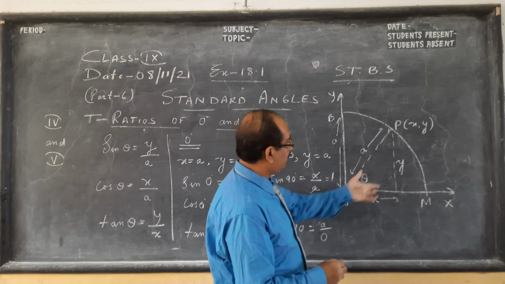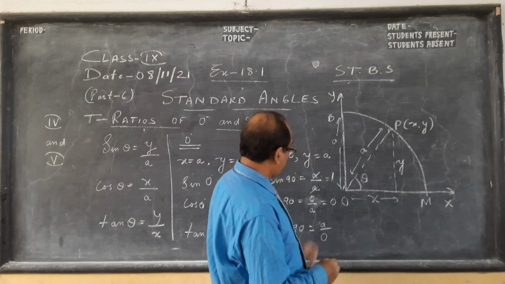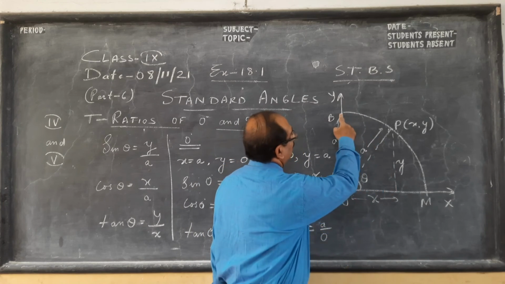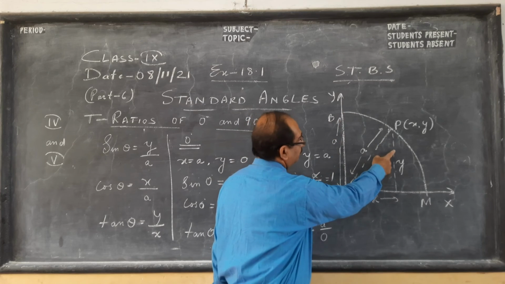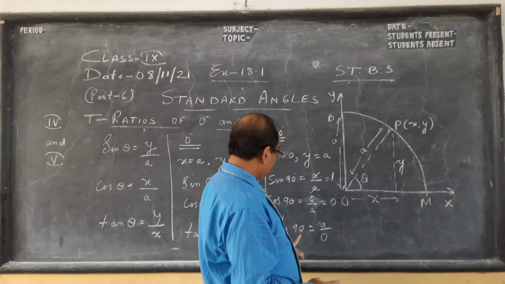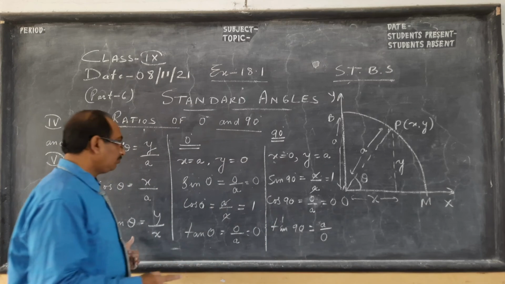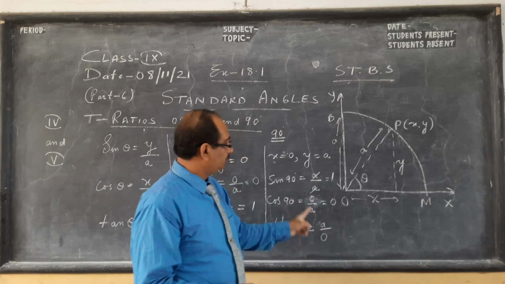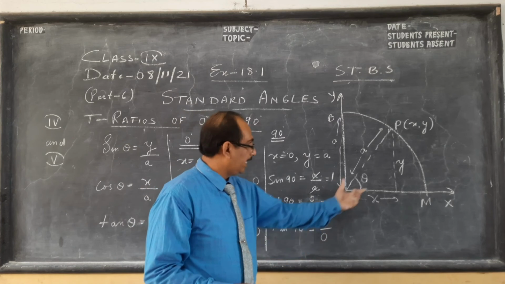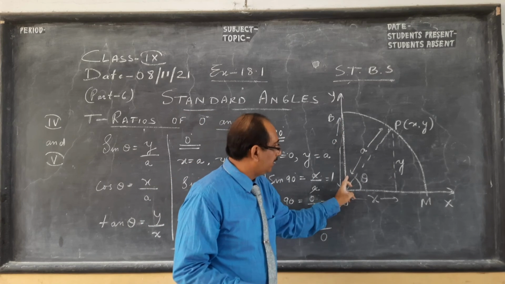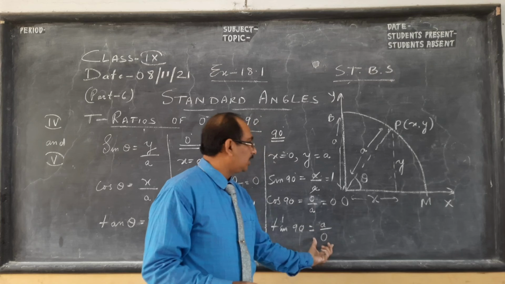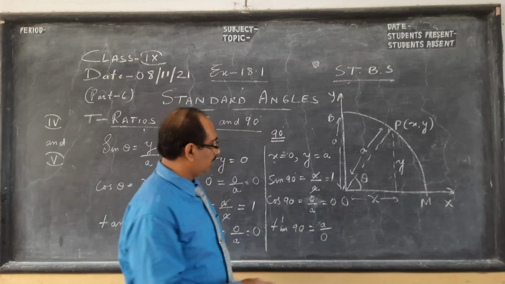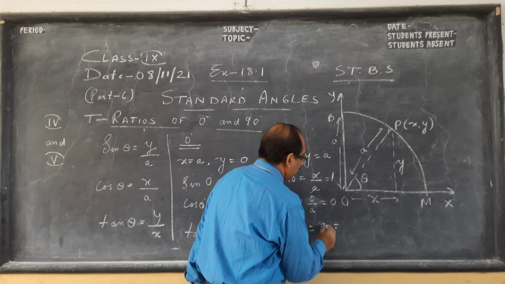And tan 90 is y by x. So we see y becomes a. Here y becomes a. But what happens to this base part of it? This becomes 0. So it's a, it comes here at 90 degree and 0. So x is 0. So we get a by 0.